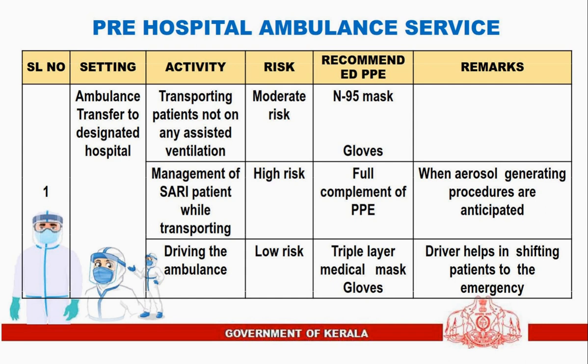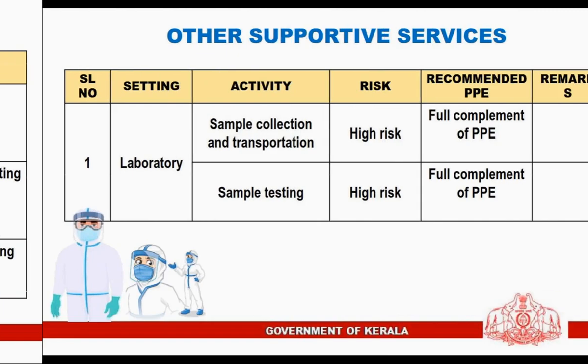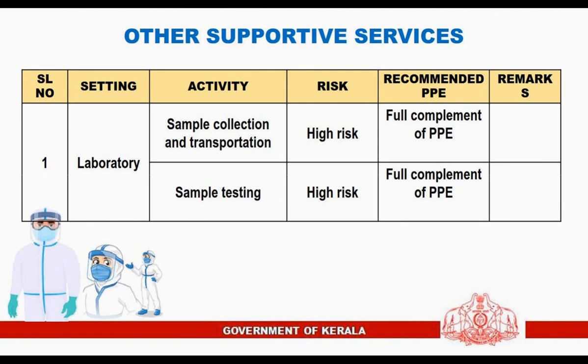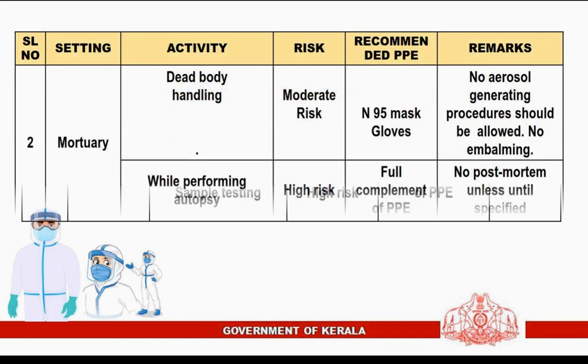The risk of disease transmission increases to moderate while the driver is transporting a patient with ventilator assistance. On that occasion, the driver must wear an N95 mask and gloves. While the driver is transporting a patient with severe acute respiratory illness, the risk of exposure is high. Full complement personal protective equipment should be used by the driver. For the laboratory staff, the risk of exposure is very high. They should wear full complement personal protective equipment. It doesn't matter whether they are collecting, transporting or testing the sample.